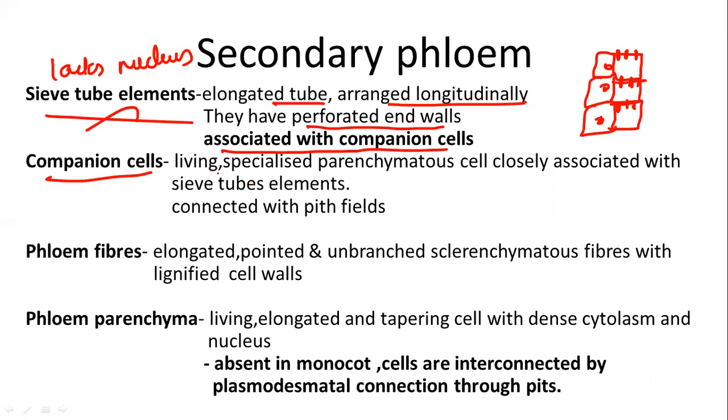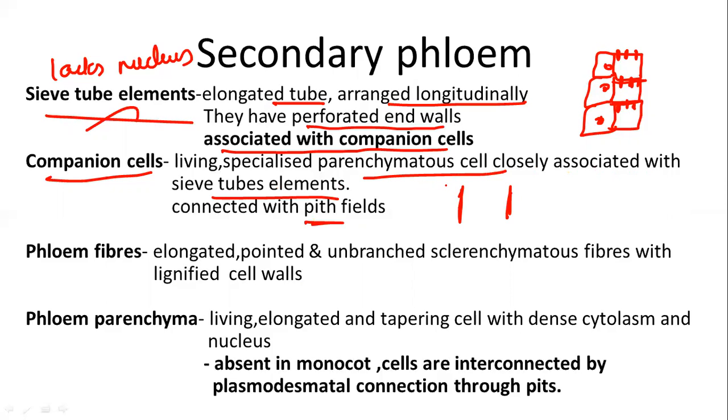Next, we are going to talk about companion cells, which are living cells and specialized parenchymatous cells. So obviously they are going to store, right? It is a parenchymatous cell closely associated with a sieve element, which we already saw. They are connected to the sieve tube element by pits. Pit is nothing but a septum type, a layer type, so this will be connected with the pit.